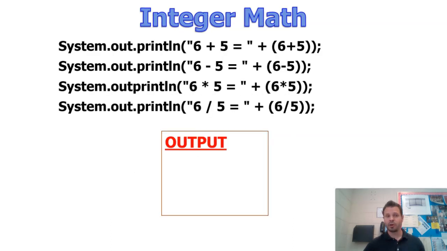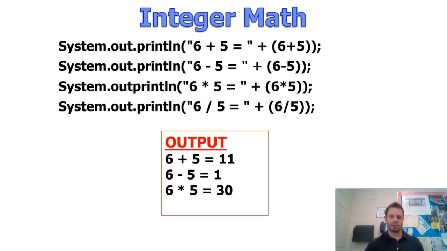Now, for the most part, our math operators work the exact same way they have in math class for years. So what I have here are 4 lines of code. Each of them is going to print out the string for the expression of the calculation I'm doing. So we'll concatenate the actual value to our expression. When I go through here, we have 6 plus 5 gives us 11. 6 minus 5 gives us 1. 6 times 5 is going to give us 30.